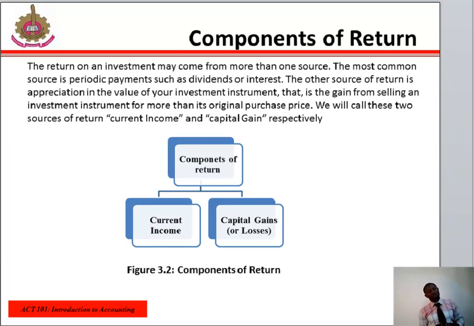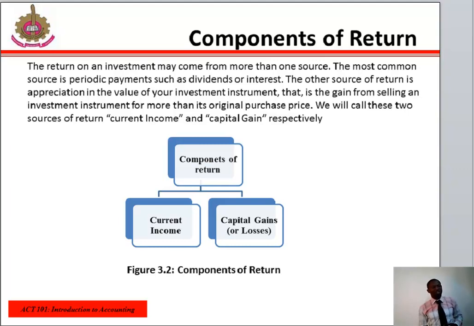Under current income, this income may take the form of dividends from stocks, interest received from bonds, rent received from real estate, and so on. To be considered income, it must be received in the form of cash or be readily convertible into cash. For our purpose, current income is usually cash or near cash that is periodically received as a result of owning an investment.